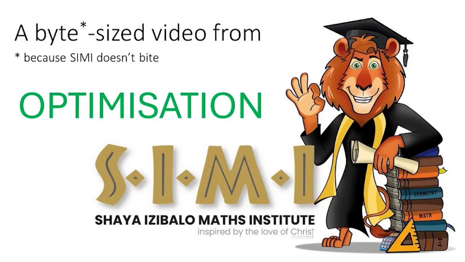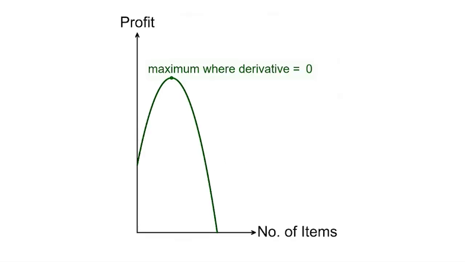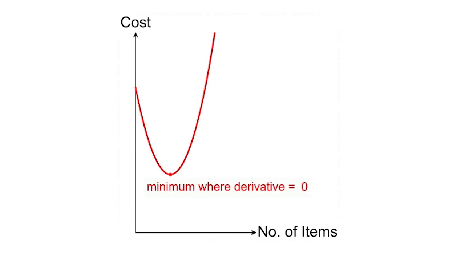Welcome to this video on optimization. And optimization means to find the optimum or best value of something. This could be a maximum, all right? For example, if we talk about profit versus number of items made, we'd be looking for the maximum where the derivative is 0. But if we talk about cost, it might be a minimum.